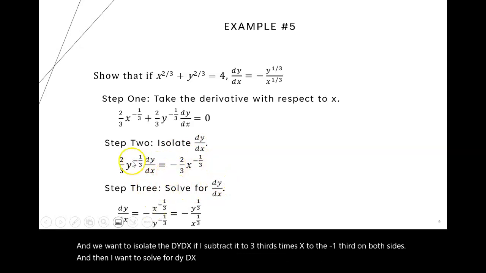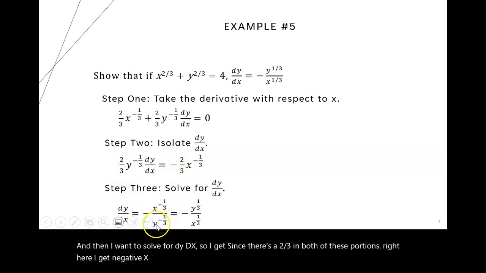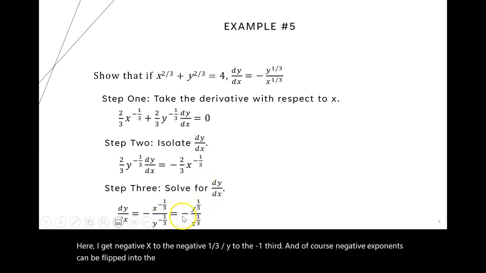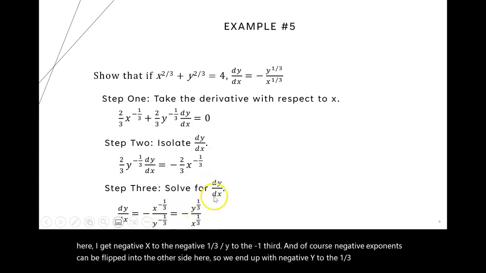Since there's a 2/3 in both of these portions right here, I get negative x^(-1/3) over y^(-1/3). And of course, negative exponents can be flipped into the other side here. So we end up with negative y^(1/3) over x^(1/3).